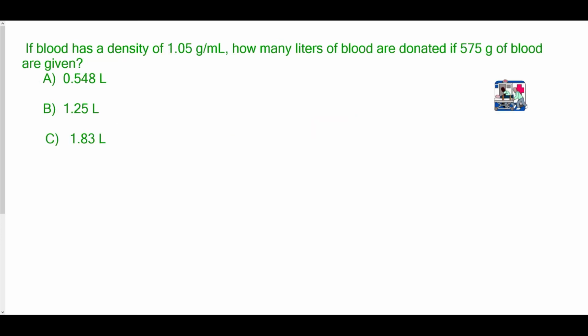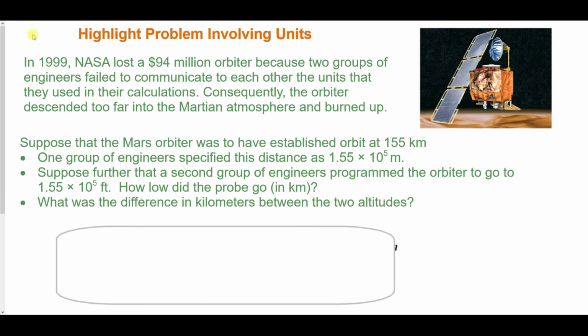Let's try one more. Please pause your video. Again, density is in the problem, so I know that it is going to be a conversion factor. I start off with my given of 575 grams. I multiply that by my conversion factor. The 105 grams stays with the unit, and it goes on the bottom, and the milliliters goes on top. And then since I need liters, I convert one more time, and that should give me an answer of 0.548 liters.